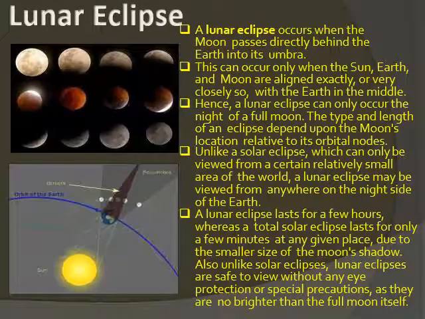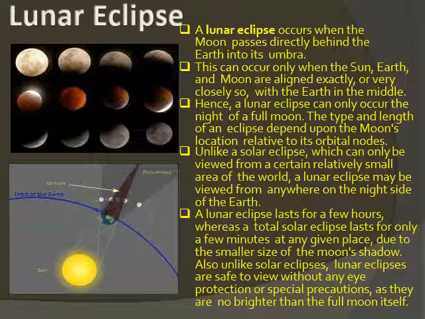Lunar eclipse. A lunar eclipse occurs when the moon passes directly behind the earth into its umbra. This can occur only when the sun, the earth and the moon are aligned exactly or very closely so, with the earth in the middle. Hence, a lunar eclipse can only occur in the night of a full moon. The type and length of eclipse depend upon the moon's location relative to its orbital nodes.